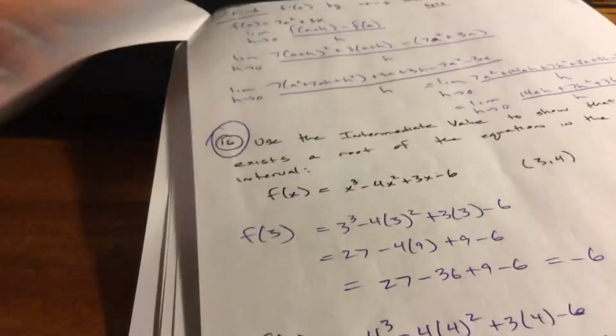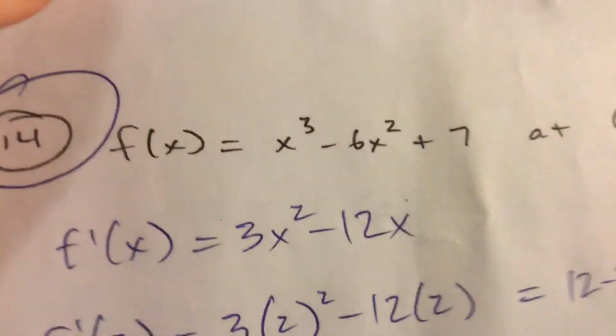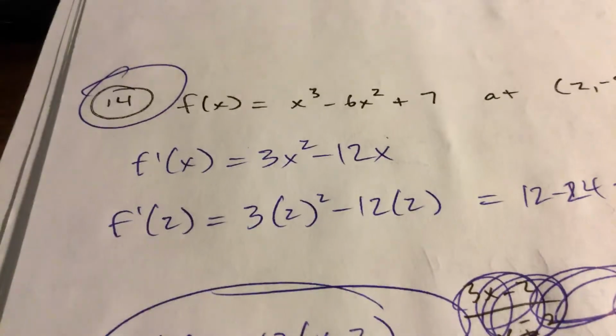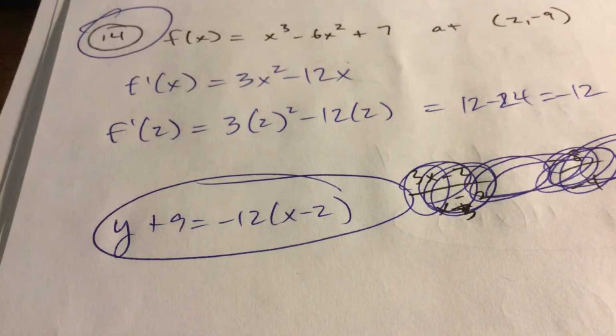All right, and we keep going. For 13 here, another easy derivative, plug 1 in for x, get a slope of 4. Okay, the derivative is 3x squared minus 12x, where we plug in x equals 2 and get a slope of negative 12. There it is.